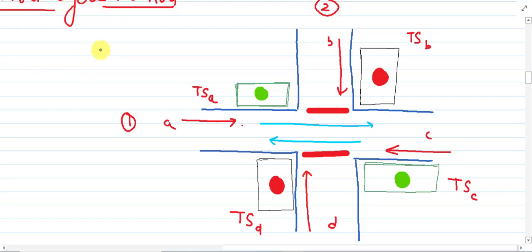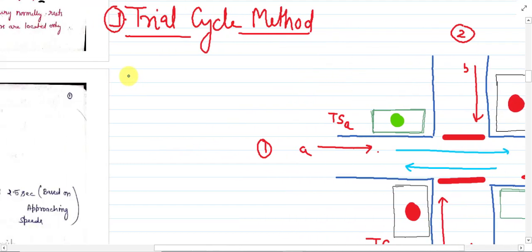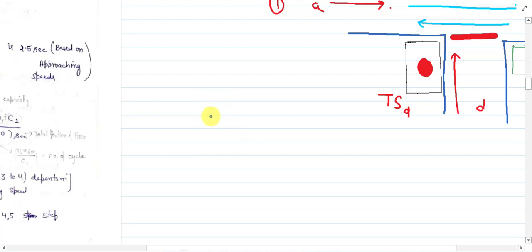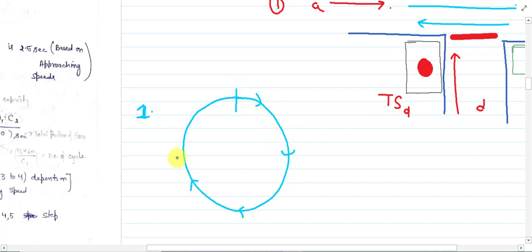Now move to the basic concept of the trial cycle method. In the trial cycle method, the first thing we will assume is the count. The first step is we will count for 15 minutes. Okay, so suppose this is your 1 hour duration, this is the 60-minute duration. We will count the traffic for only 15 minutes.